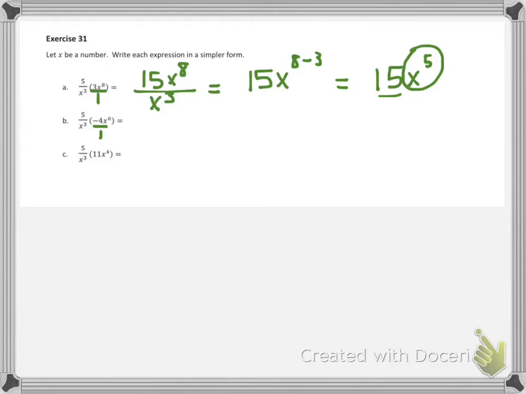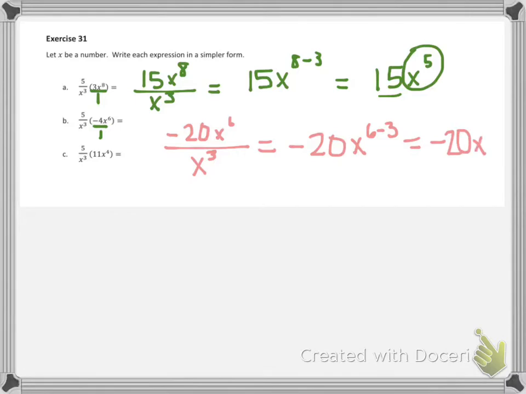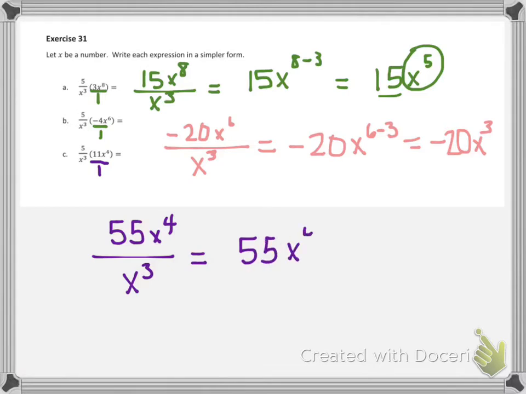Okay, so again, I'm going to do the same thing. Let me change colors so we don't get confused here. Let's see, 5 times negative 4, that's a negative 20 x to the 6th power over x to the 3rd power. X to the 3rd times 1 is x to the 3rd. And so that gives me a negative 20 x to the 6 minus 3, which is negative 20 x to the 3rd power. And the last one is, again, I'm going to think of this as over 1. I get 5 times 11 is 55 x to the 4th over x to the 3rd. And that gives me 55 x to the 4 minus 3, and that is 55 x to the 1st, or 55 x.